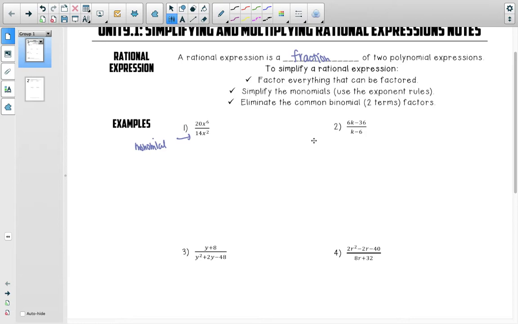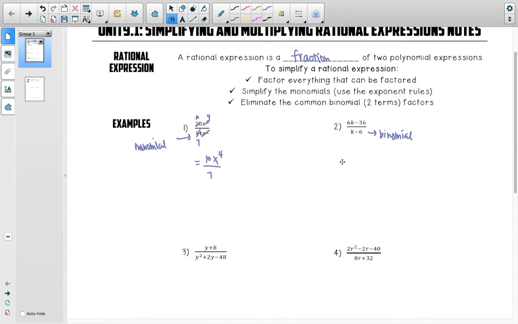Because there's one term, and this would be a binomial, and we've talked about that, because there's two terms, and that's important right here. So you just simplify if it's a monomial, but you might have to factor if it's a binomial. So with this one, it's pretty simple. You're just going to simplify the 20 and the 14. If you take a 2 out of 20, you get 10, and a 2 out of 14, you get 7, so 10 and 7. And then you would just subtract, so you take 2 out of here, which is 4. So that's all that is.